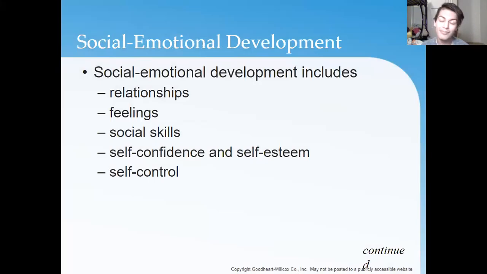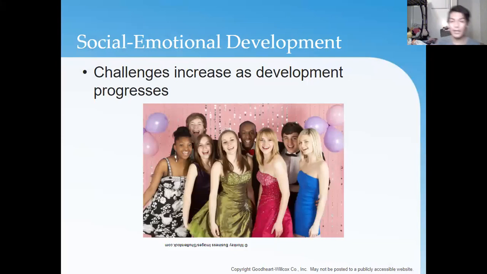Our third type of development is social emotional development. This is one that a lot of people go through and can be very obvious to the eye. Emotional development includes relationships, feelings, social skills, self-confidence and self-esteem, self-control. Social emotional development doesn't just deal with outside people. It has to do with ourselves and developing a good mindset about ourselves, finding that self-love.